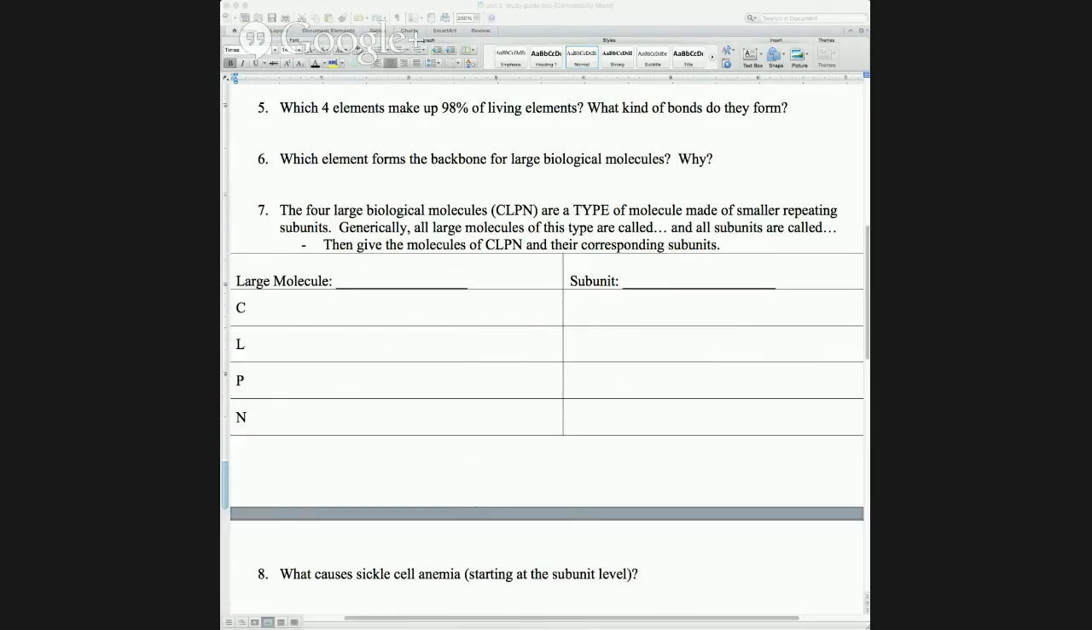Carbohydrates. You know what? Actually, I'm just going to type it right into here. I was going to start to write it. That's okay. The large molecules are polymers. The subunits are called monomers.